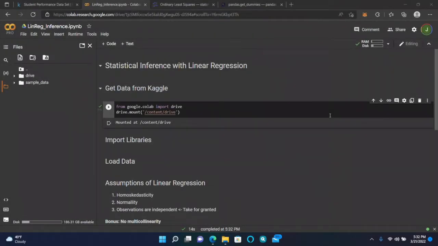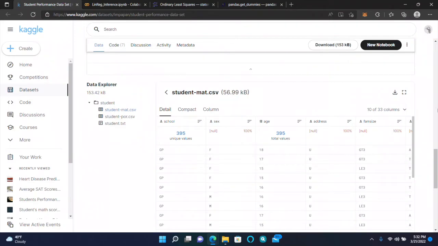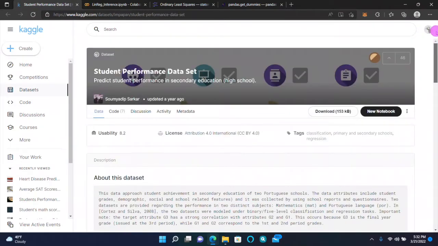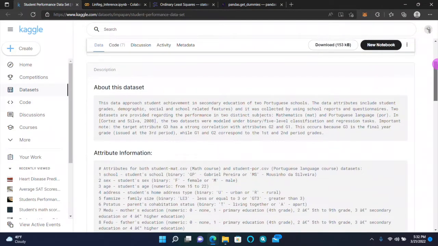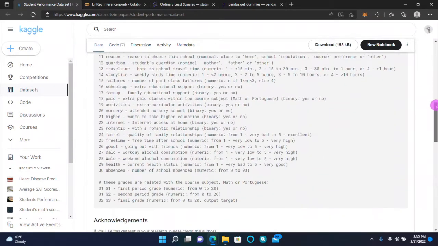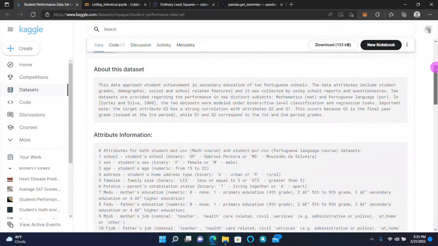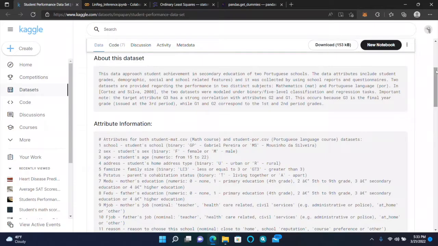All right, now it's time to actually go in and do some statistical inference with linear regression. I've got a Colab open here. As you can see, I've already mounted my Google Drive. And over here, this is the data set we're going to be working with. It's off of Kaggle, and I chose this one because the documentation is great, and I think the problem is interesting. So this data set is about student achievement in a couple of Portuguese schools.